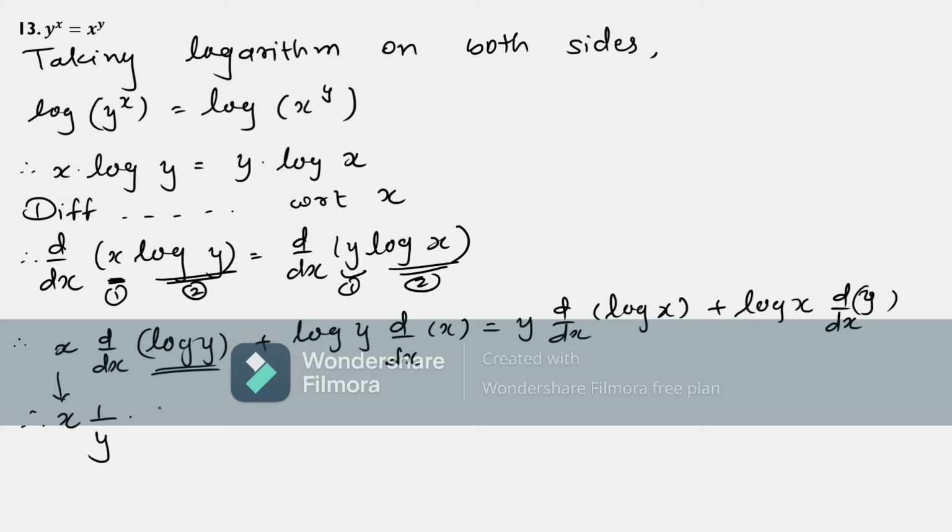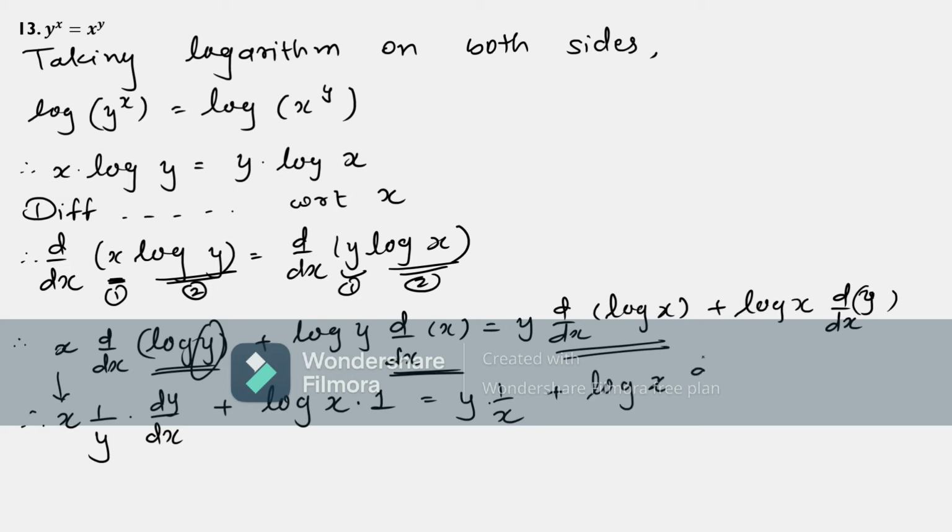Y and x are different, so that is why the chain rule should be applied, because we are differentiating with respect to x, and we have the variable y over here, so that is why the chain rule must be applied. dy by dx will be there, plus log y. Here it is dx by dx, which is 1. dx by dx is 1. y into d by dx of log x is 1 by x, and log x dy by dx have been put like this.